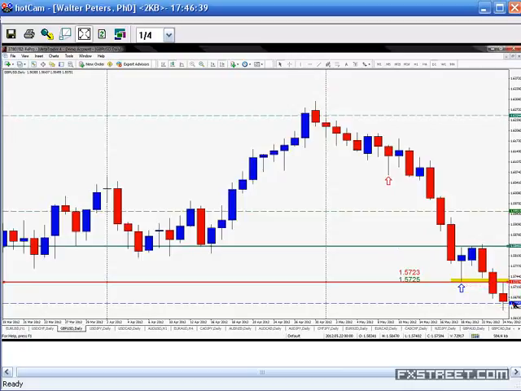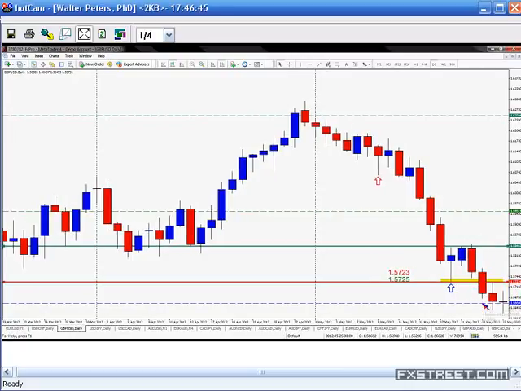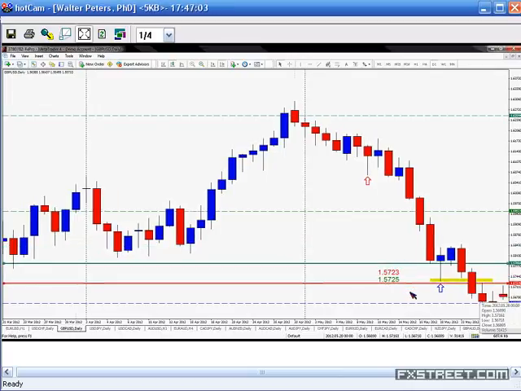Now, it did mess around down here for some time. It hit the first target, which was 56.60 for me. It did mess around. Once it did this candle, I said it's time to move my stop to break even. So I move it down to this number here, 57.23, which is right there. That's my new stop. So I'm going to make a few pips if it comes back up.